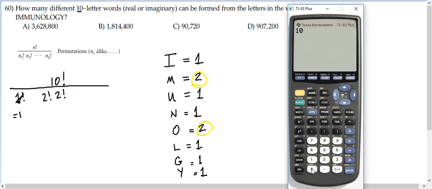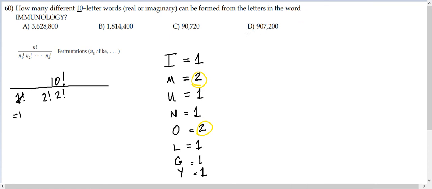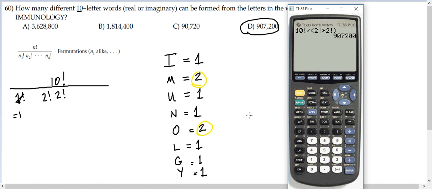So I'm going to do 10, and remember to get the factorial we hit math. We go over to PRB, and we go down to the fourth option, 10 factorial, and now I'm going to divide by parentheses. I have to do that again. 2, math. Now you can hit left arrow to get over to PRB a little bit faster. Times 2, math, factorial, and we put that in, we get 907,200, which means D.